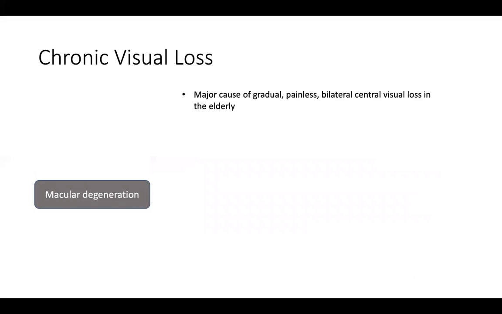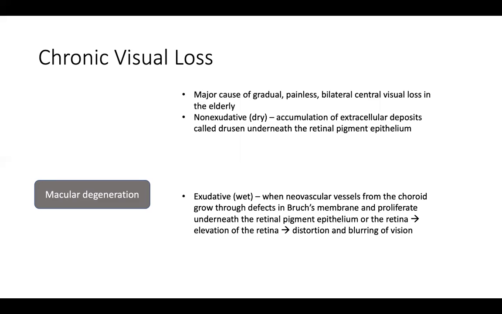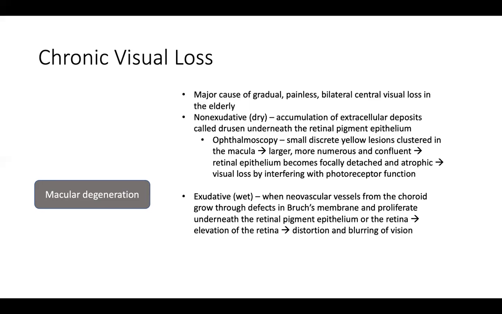Macular degeneration is a major cause of gradual, painless, bilateral, central visual loss in the elderly. It occurs in a non-exudative dry form and an exudative wet form. The non-exudative process begins with the accumulation of extracellular deposits called drusen underneath the retinal pigment epithelium. On ophthalmoscopy, they are pleomorphic but generally appear as small, discrete yellow lesions clustered in the macula. With time, they become larger, more numerous, and confluent.